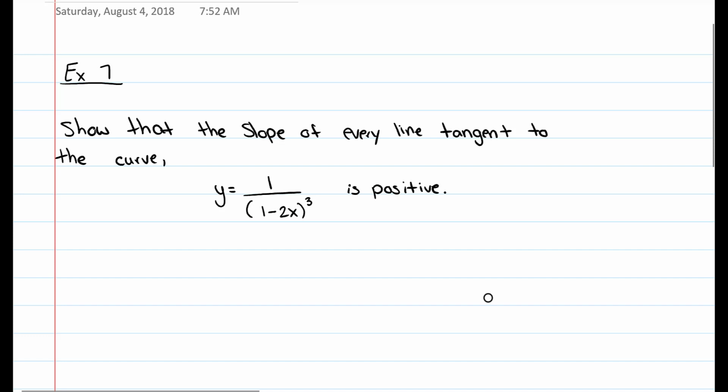Example 7. In this example, I want to show that the slope of every line tangent to the curve y is equal to 1 over 1 minus 2x cubed is positive. So you might be asking yourself, what do I even do with this problem? So the first thing I see is slope, which in our minds should translate to a derivative.